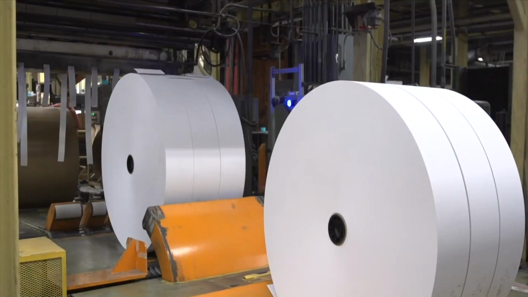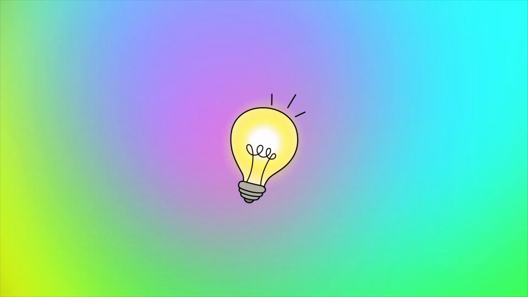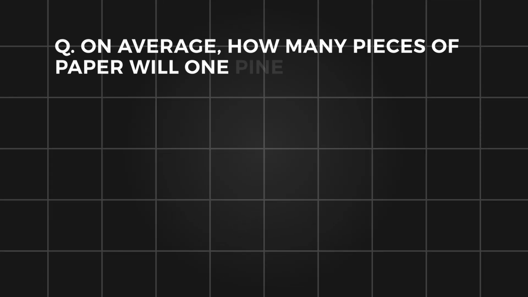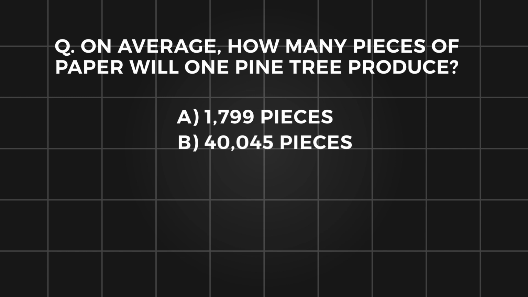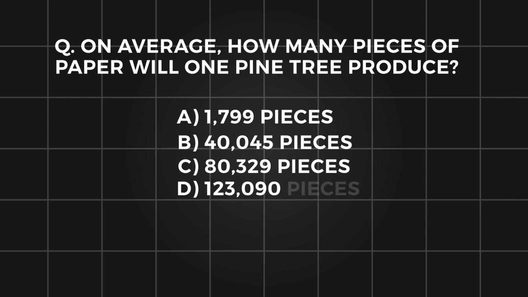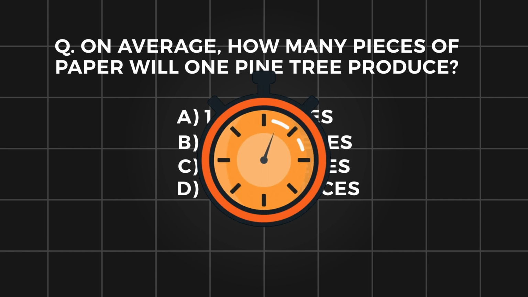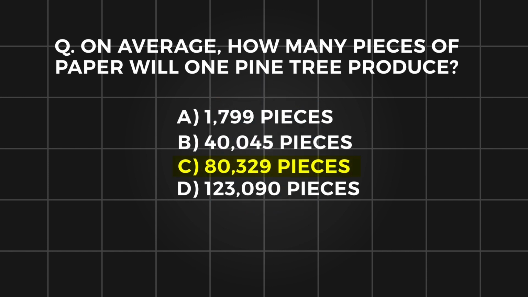Now you know how paper is made, but before you go, here's a trivia question to challenge you. On average, how many pieces of paper will one pine tree produce? Is it 1,799 pieces? Is it 40,045 pieces? Is it 80,329 pieces? Or is it 123,090 pieces? If you guessed 80,329, you were right. All that paper comes from one pine tree if this efficient process is followed.